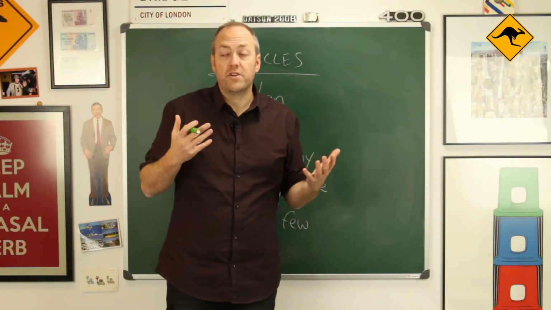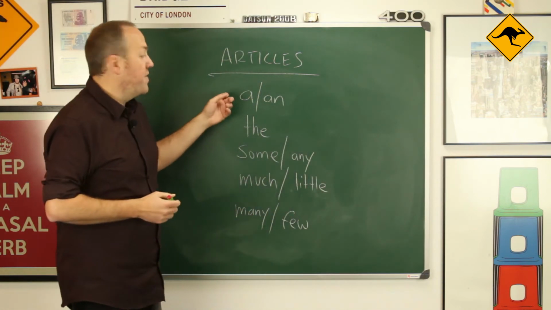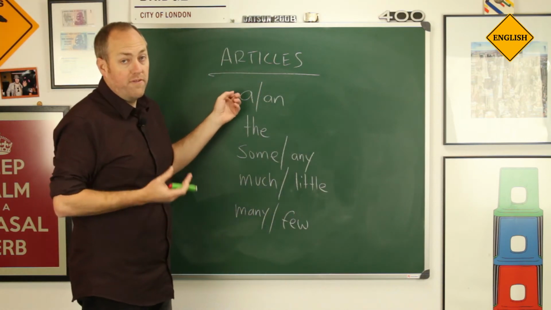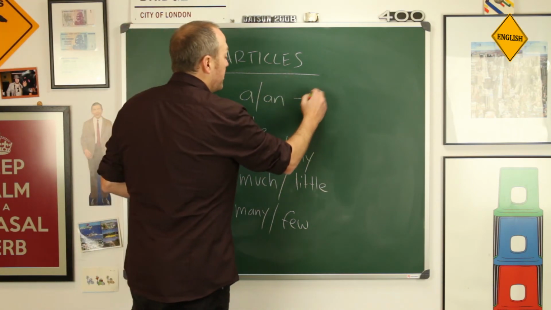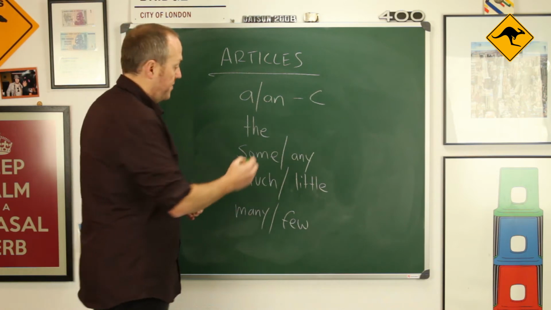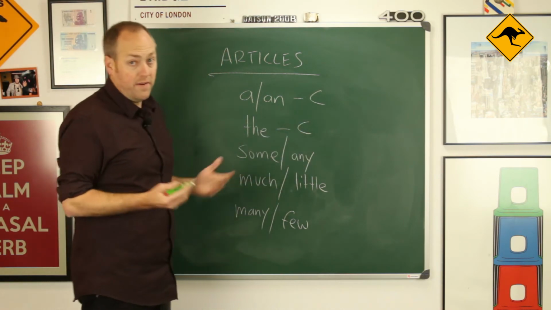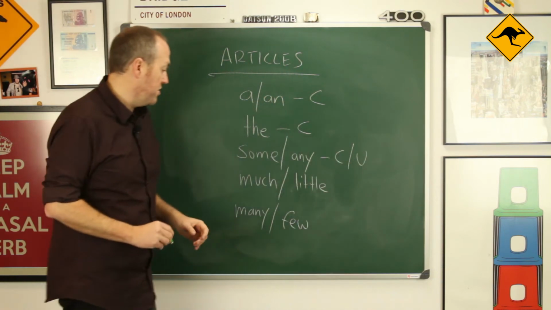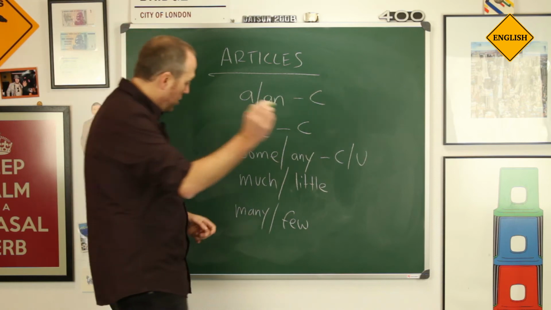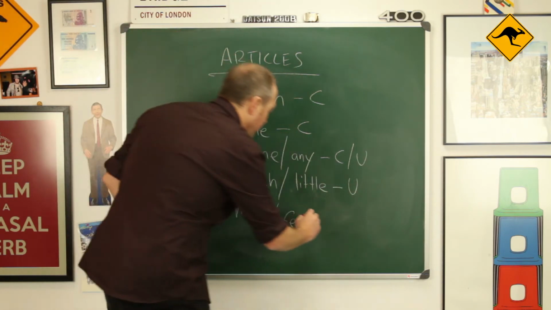So which articles can you use with countable and uncountable nouns? Well, we know that a and an can only refer to singular nouns. So this is definitely for things that are countable. The for things that are countable as well. Some and any for both countable and uncountable nouns. Much and little only for uncountable. And many and few for countable.